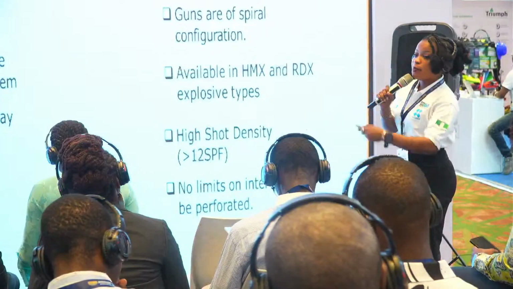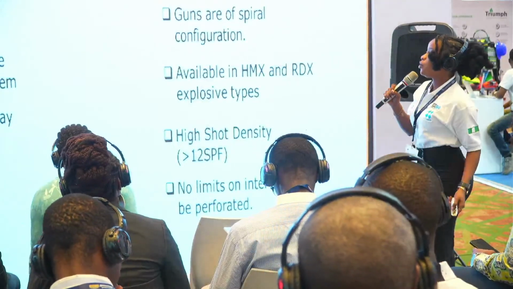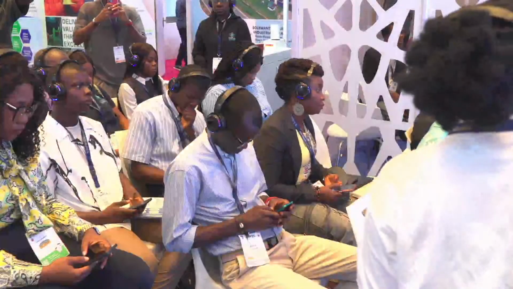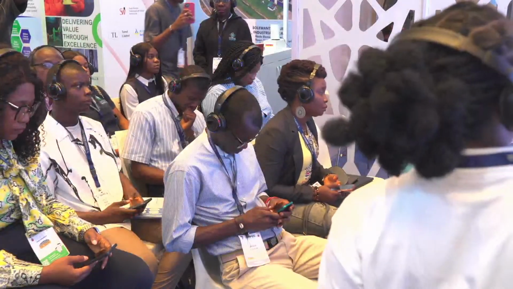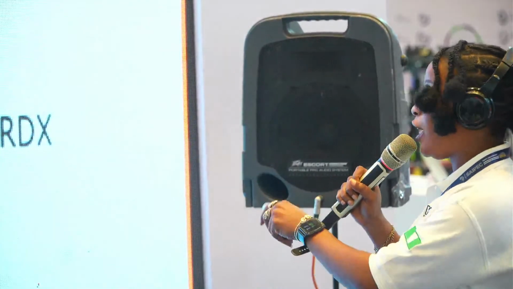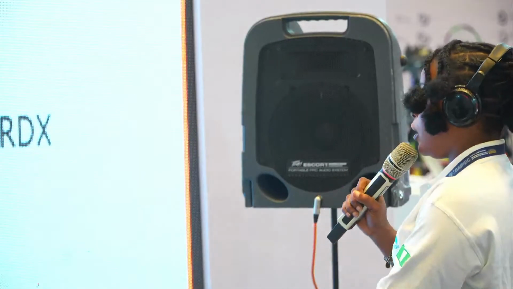Then these are the TCP firing systems that we have: the mechanical gun release, the auto release, the annular pressure dual firing system, and the pyrotechnic dual system. And then we have gun designs of sizes from 2 inch to 7 inches. We have guns of spiral configuration. They are available in HMX and RDX configuration. And then explosive types, we have high shot density of 12 SPF. Then there is no limit on the interval to be perforated. With TCP guns, you can perforate any interval.